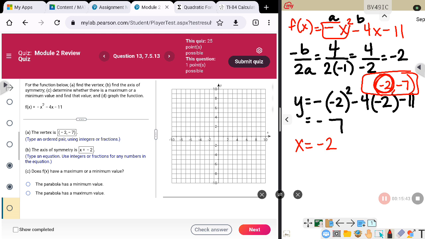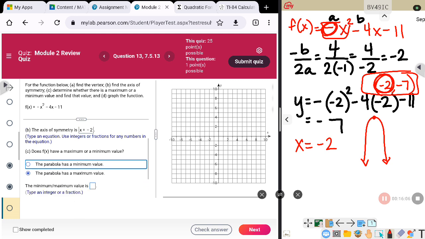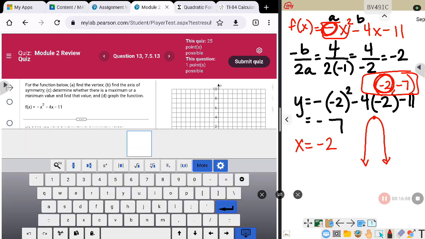So again, we're looking at the a. This time my a is negative. What that does is it flips the parabola upside down, which means its vertex is a maximum. So we've got a maximum value of -7. So it has a maximum. And the maximum value, again, is just whatever the y-coordinate of that parabola is. So it's -7.